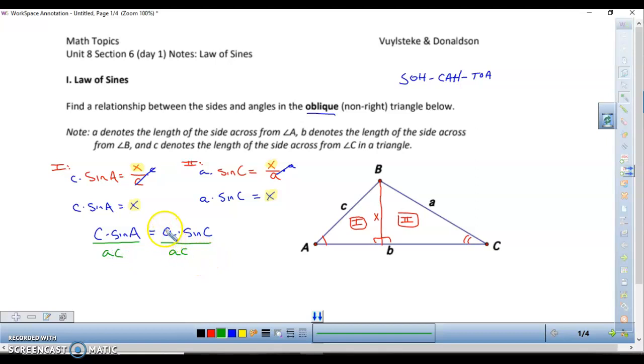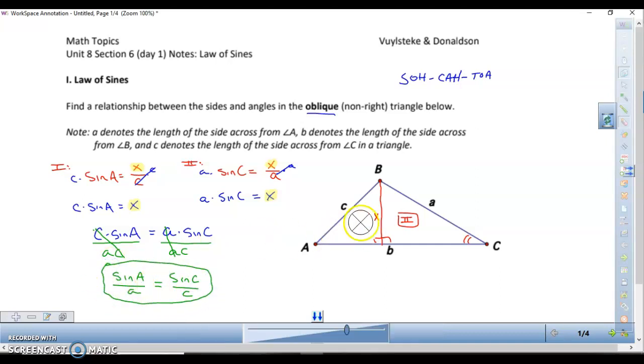And the reason I'm going to do that is on the left side, the a's will cancel, and on the right side, the a's will cancel. On the left side, the c's will cancel. So I end up with the sine of a over a has to equal the sine of c over c. Because this is the law of sines.